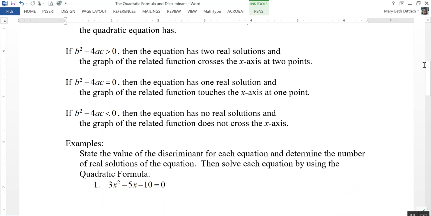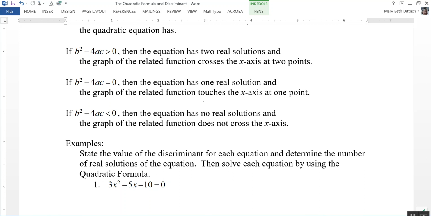So if b squared minus 4ac is greater than 0, that is, if the number underneath the radical sign is positive, then the equation has two real solutions, and the graph of the related function will cross the x-axis at 2 points. If b squared minus 4ac is equal to 0, in other words, if you get a 0 underneath the square root sign, then the equation has one real solution, and the graph of the related function touches the x-axis at 1 point. It does not cross it, it actually just touches it.